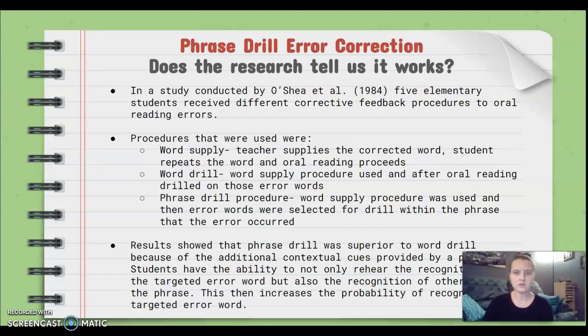After seeing these procedures applied, the results showed that phrase drill was superior to word drill because it gave students additional contextual clues provided by reading the error in a phrase. So they were given some context when they were having to go back and reread it again. Students were given the ability to not only rehear the recognition of the target word, but also the recognition of the words in the phrase. So it was kind of a double job that it did, which really was very interesting and eye-opening to me.